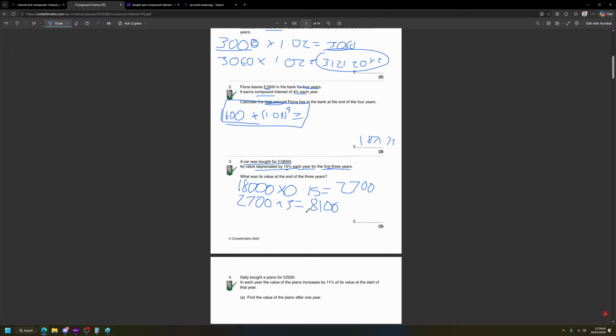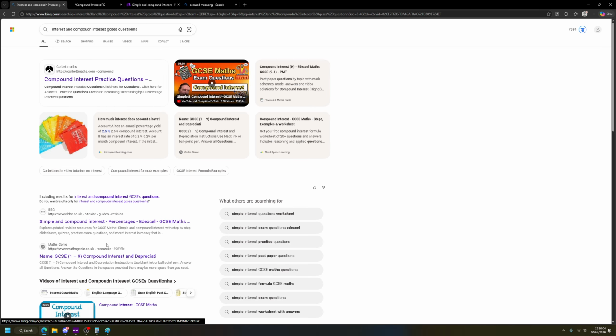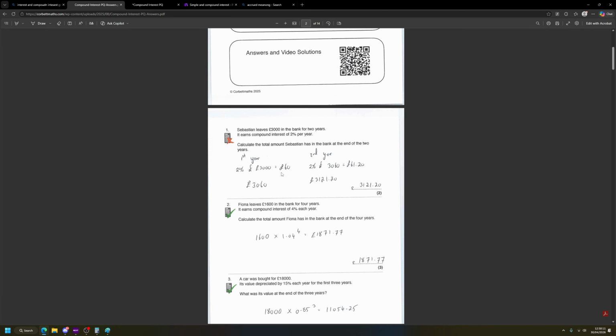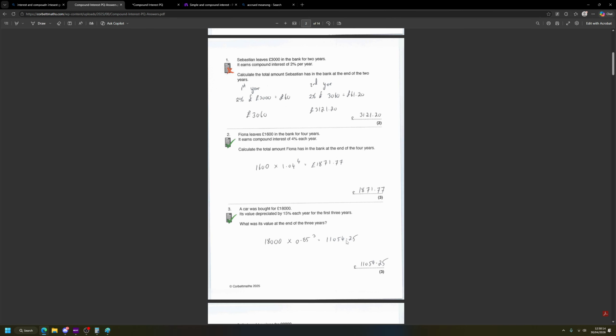8,100. And then last thing, because we're working out the new value, we're doing the original value minus whatever we removed. It'll be 18,000 minus 8,100 is equal to 9,900. Boom, easy peasy, right? Now let me just go back and check if it is in fact a simple interest, because I don't want to mess you up. It was not a simple interest.